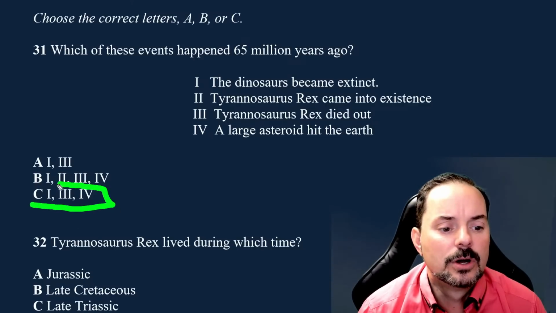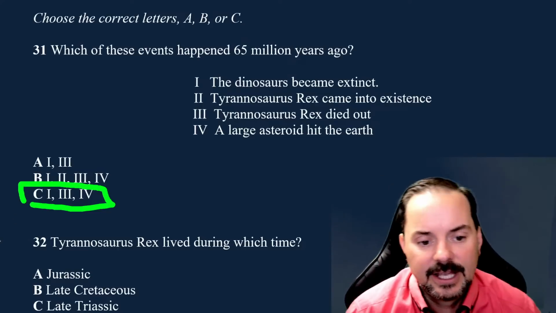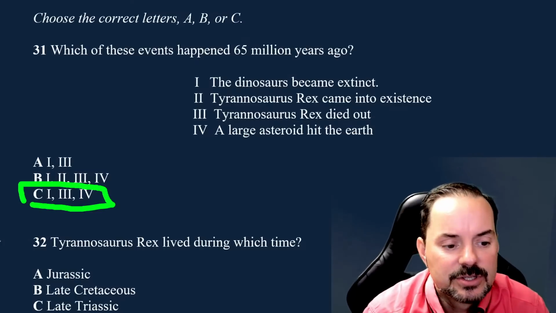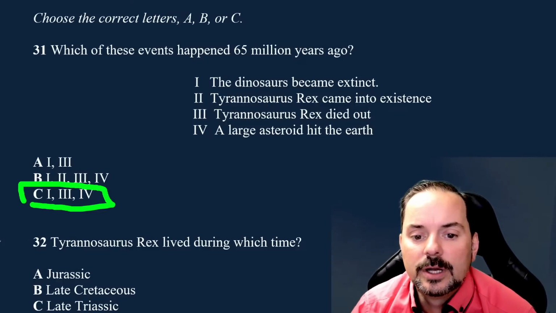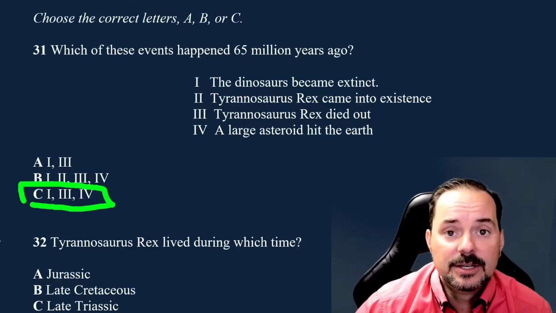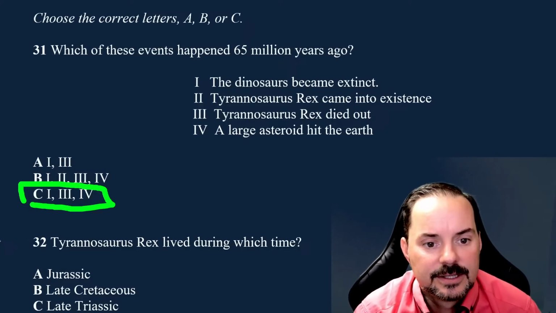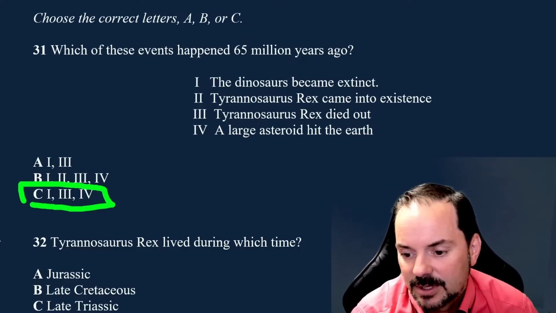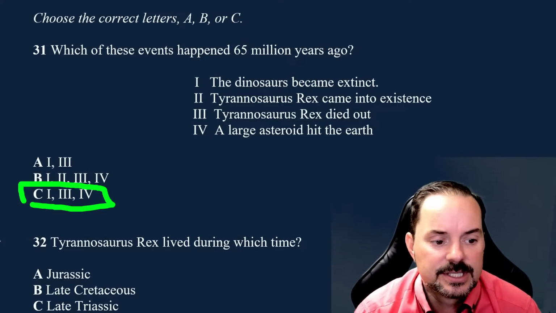Yeah, so a Tyrannosaurus rex came into existence before that, right? So the correct answer is 1, 3, and 4. 2 is not true because T-Rex was on the Earth for millions of years before that, so more than 65 million years ago. Okay, so C is the correct answer.